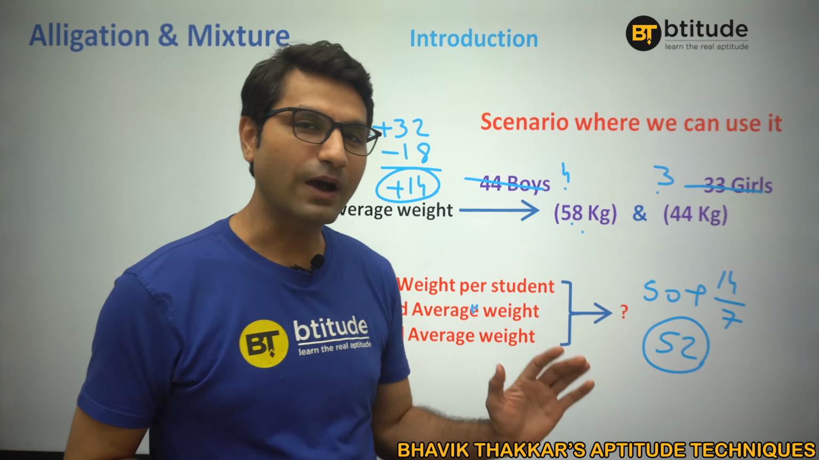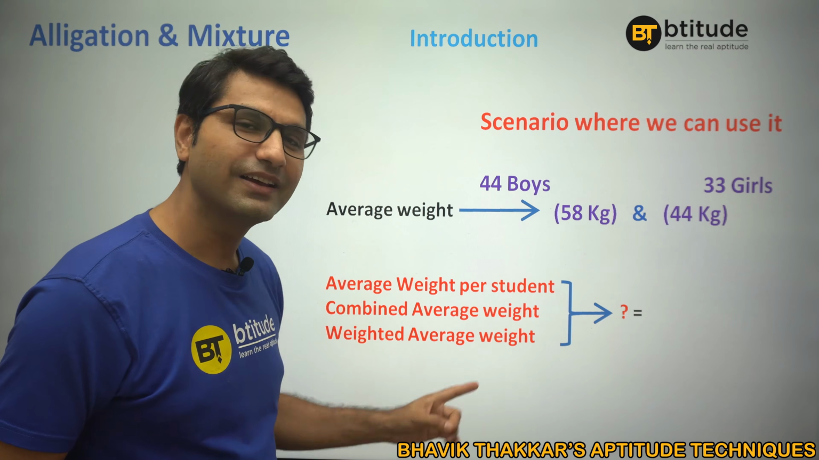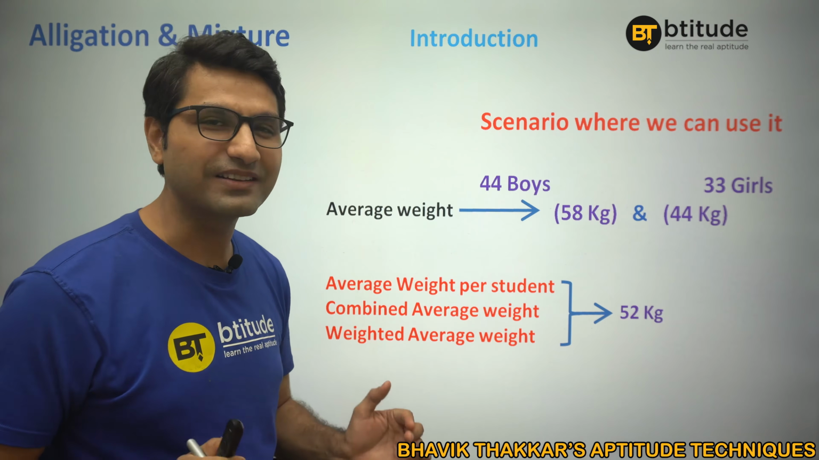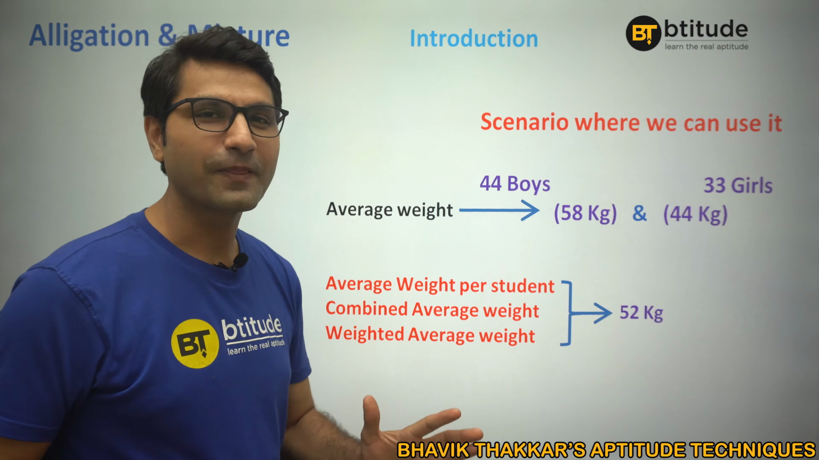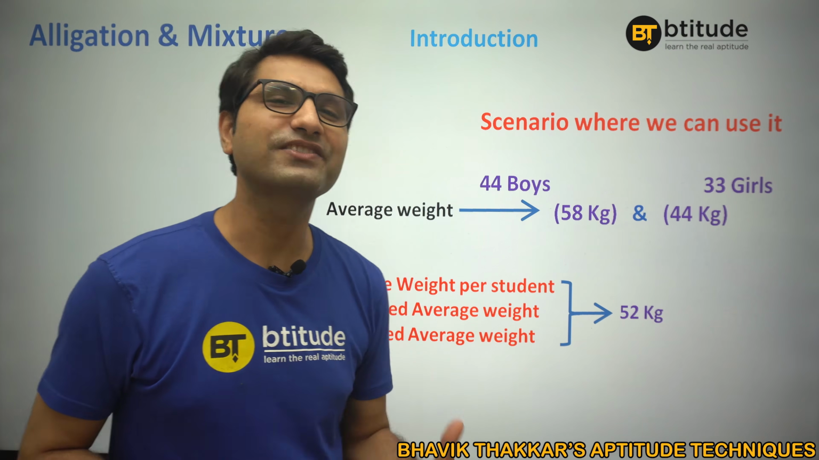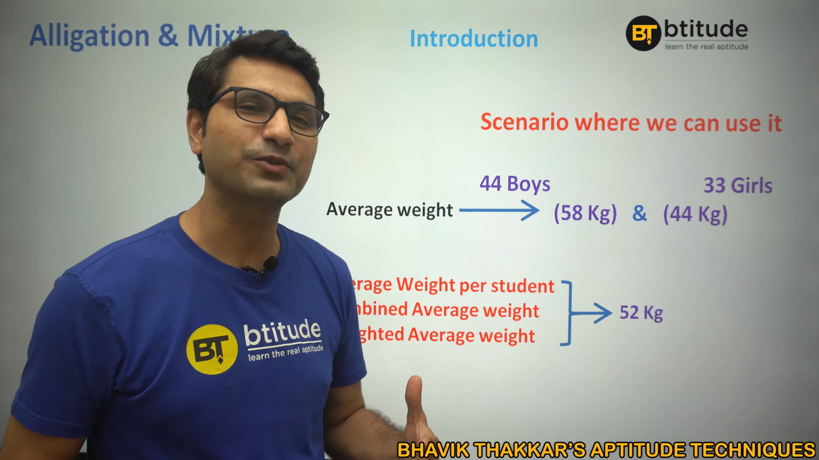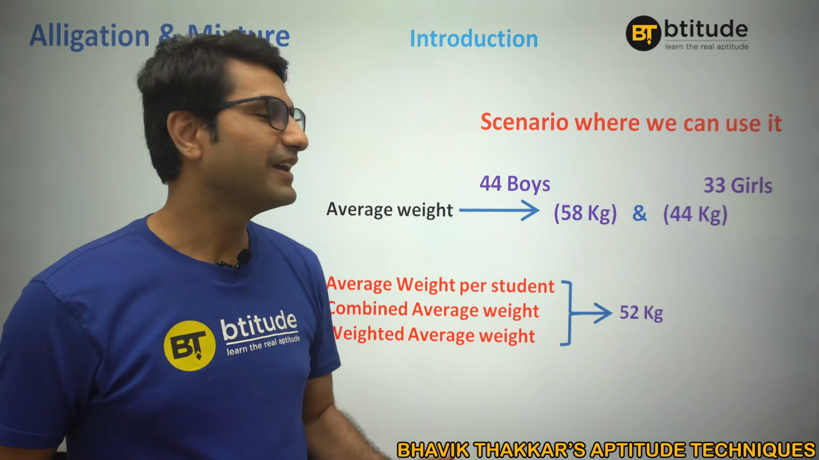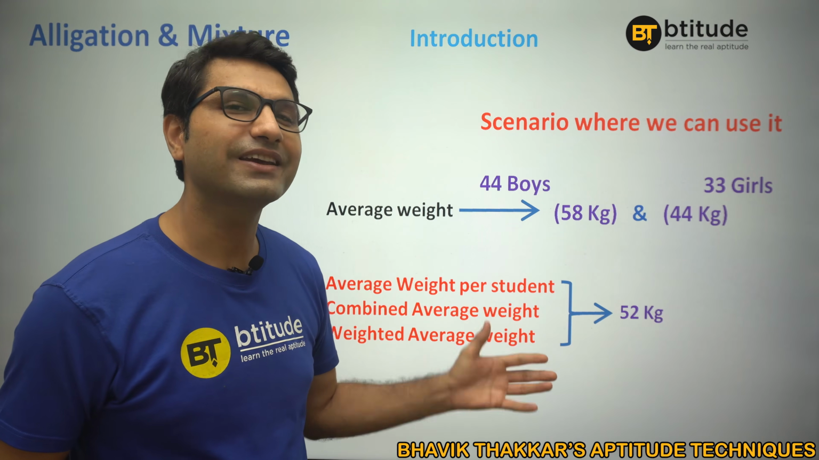Fine, that is our shortcut. Now we understand that the average is nothing but 52 kg. With all those methods, now we at least know that. Now what is alligation and mixture? Alligation and mixture is the shortcut method which we will be using when the question is asked in a different manner.